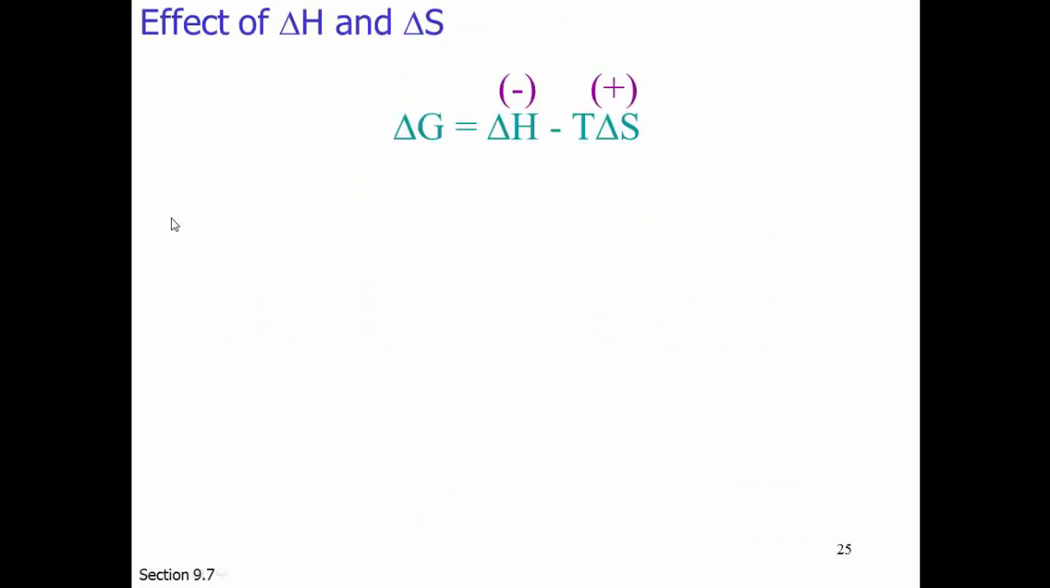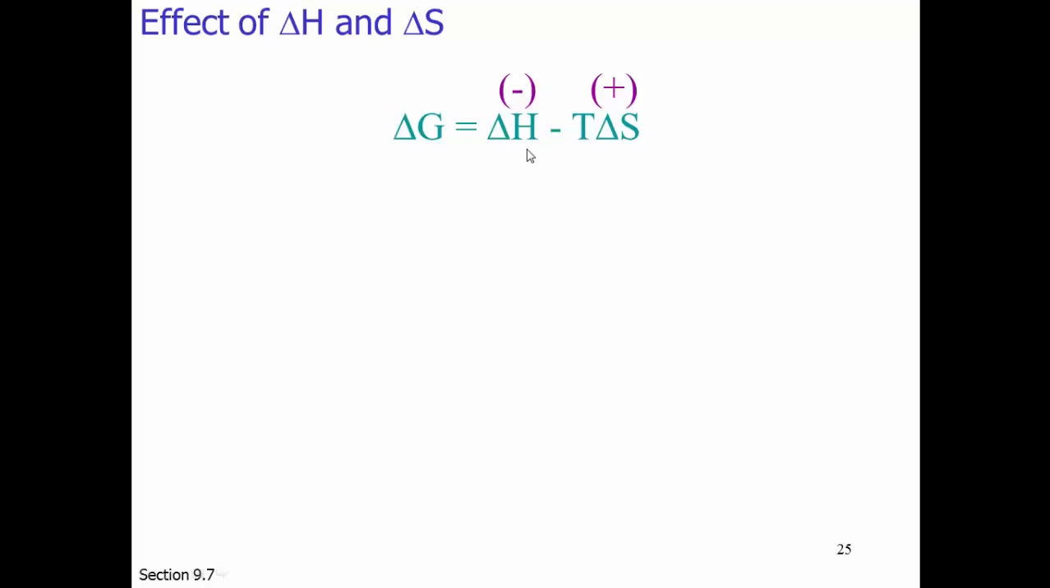So let's look at the effect of delta H and delta S. You can sort of think of them like light switches. Delta H and delta S can be positive or negative. Then you've also got temperature, which is kind of like a dimmer switch. You can vary the temperature to vary the effect that delta S has.